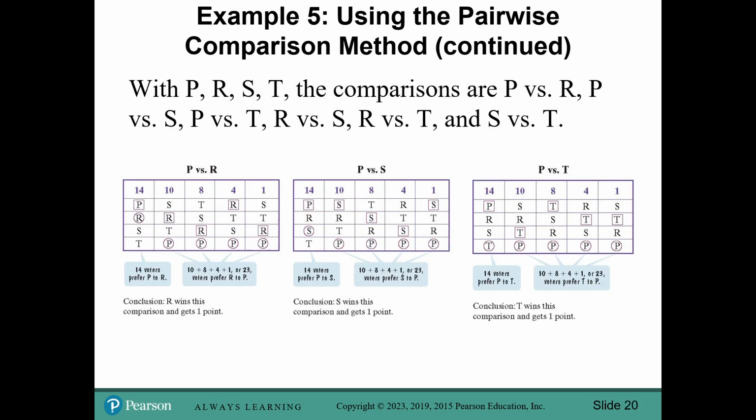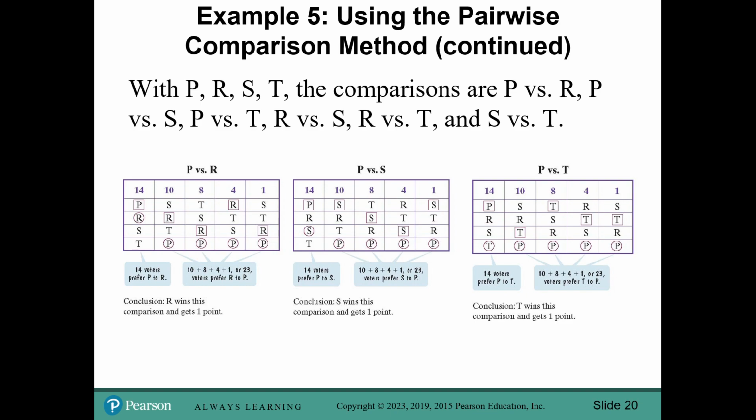So we are going to compare each candidate with the other. We're going to compare P with R, P with S, P with T, R with S, R with T, and S with T, so that everybody gets compared with everybody else. And we're going to do so in this chart here.